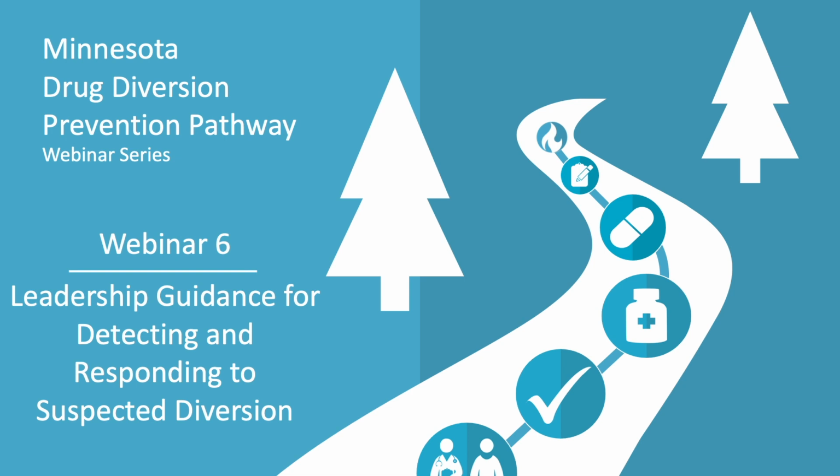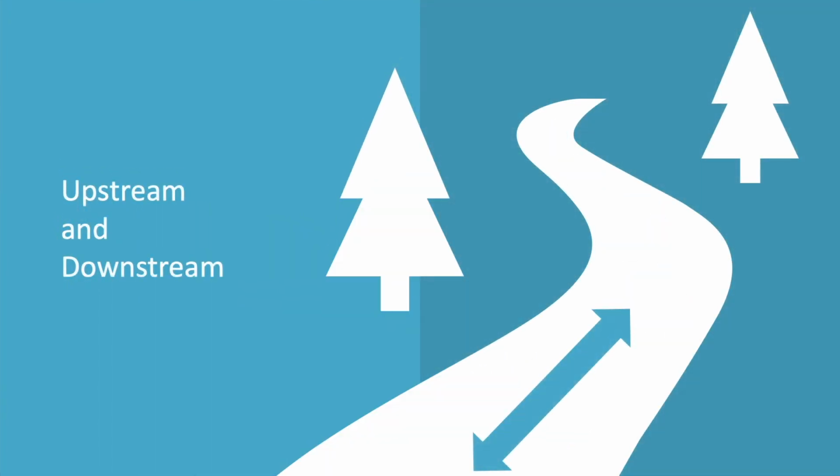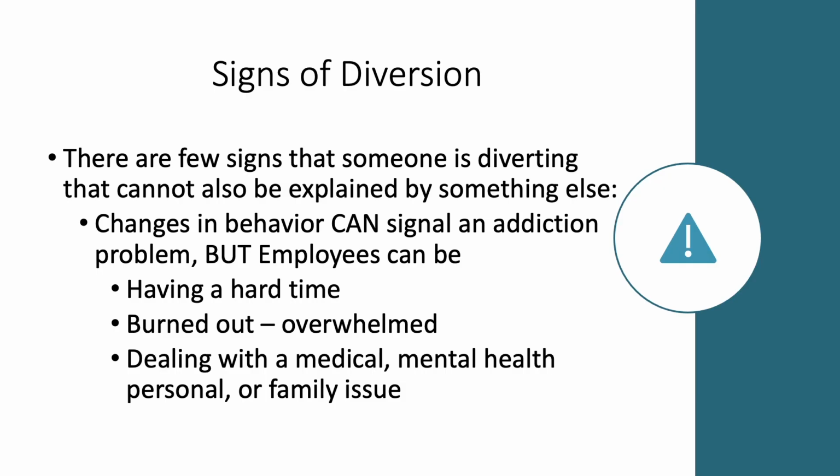This is Webinar 6 in the Minnesota Drug Diversion Prevention Pathway webinar series, Leadership Guidance for Detecting and Responding to Suspected Diversion. Detecting and responding to suspected diversion involves both upstream monitoring and prevention and downstream response. Historically, leaders believed that they would know, or at least have a strong suspicion, if a staff member was diverting controlled substances. When a person is caught diverting, it is often someone you would not expect.